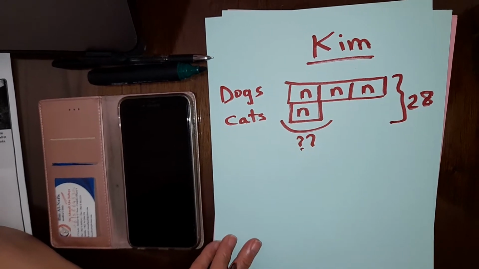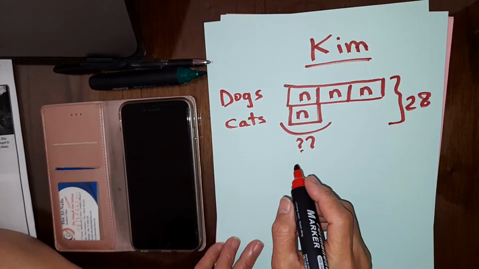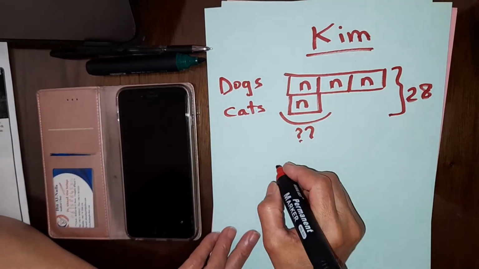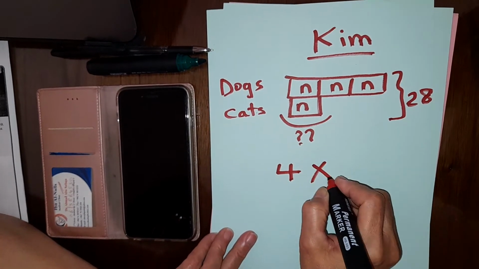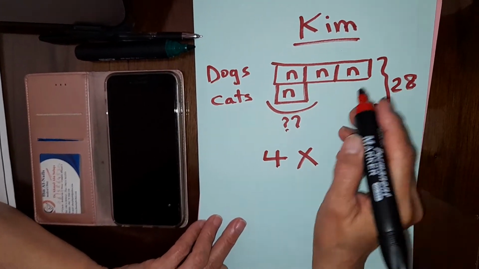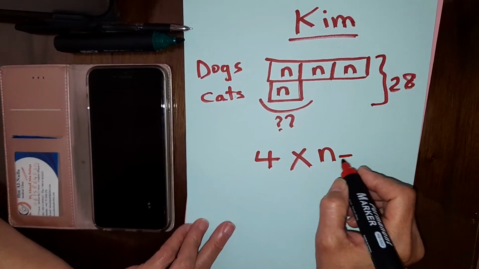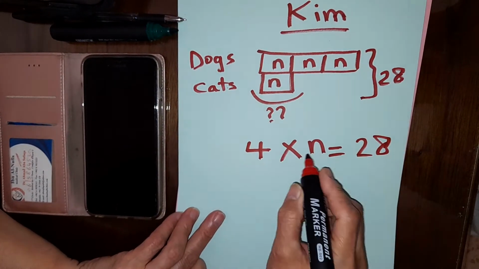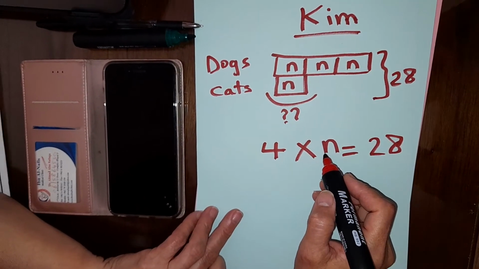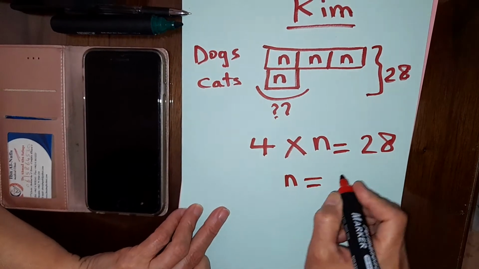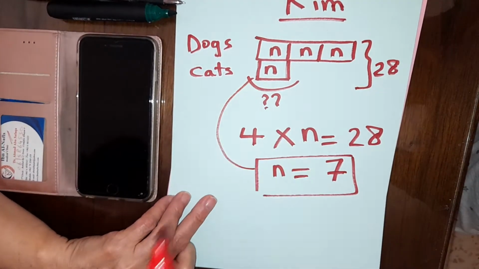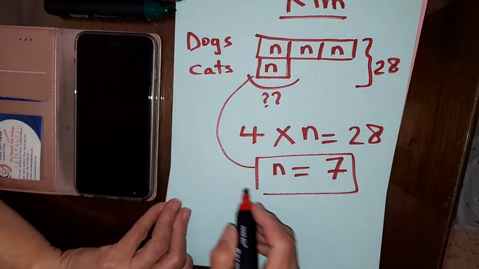Okay? What are we going to write? We are going to write how many times I repeat the N. You count how many boxes I have. 4. So you will say 4 times, because 1, 2, 3, 4. What letter are you repeating? N. So 4 times N equals 28. What number do you multiply by 4 to get 28? What is the value of N? N equals 7. This value goes to the cats. Okay, so the cats are 7 cats.